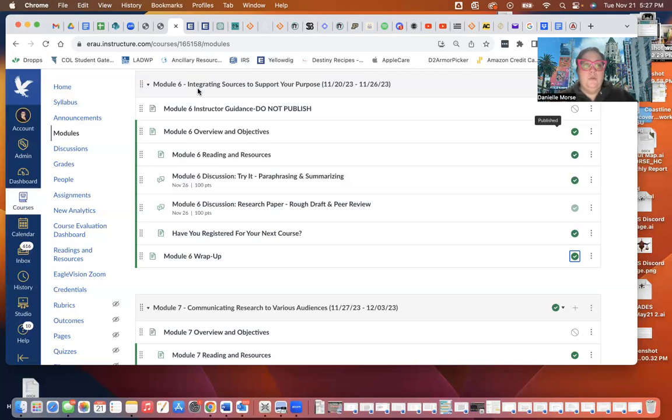So integrating sources is, sometimes I don't even know where to start when I talk about integrating sources. So I'm going to try to keep it simple because I've made a lot of videos on integrating research because students really struggle with it. It's very common for students to struggle with it.